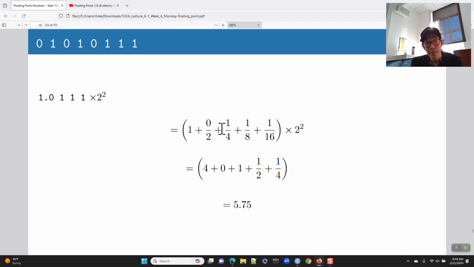Or here in fractional form, I have 1 half, 0 halves, I'm sorry. This is the quarters, 1/4. This is the eighths, 1/8, and this is the 16ths, 1/16, and I'm multiplying by 2 to the 2. When you do that, you get 4. 0 is 0. 1/4 times 4 is 1. 1/8 times 4 is 1/2, and 1/16 times 4 is 1/4. And so this becomes 4 plus 1 plus 1/2 plus 1/4, or 5.75. So this number, 0 101 0111, in decimal is 5.75. Or 1.0111 times 2 to the 2 is 5.75 in decimal.